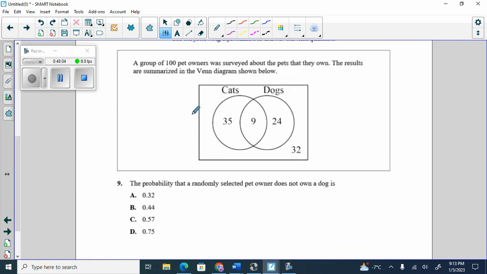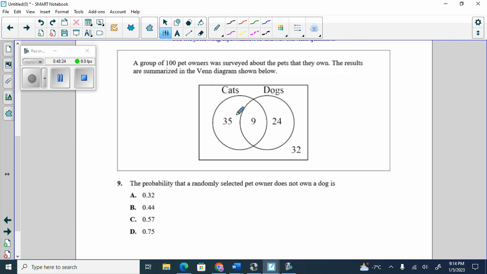A group of 100 pet owners is surveyed about the pets they own. The results are summarized in the Venn diagram shown below. The probability that a randomly selected pet owner does not own a dog is... So they can't own a dog, which means they own a cat or nothing.